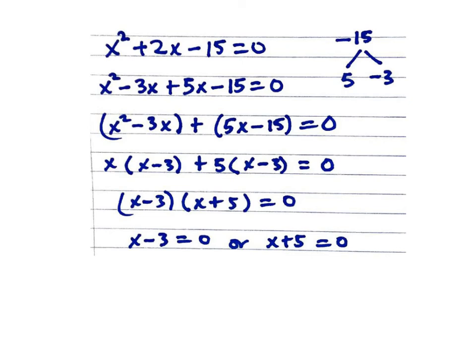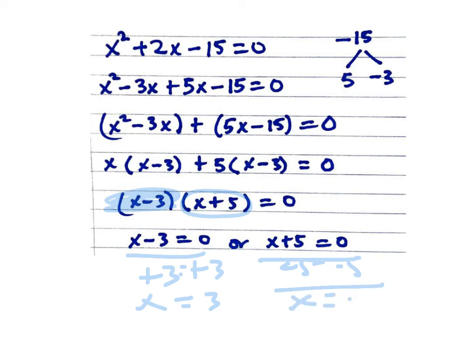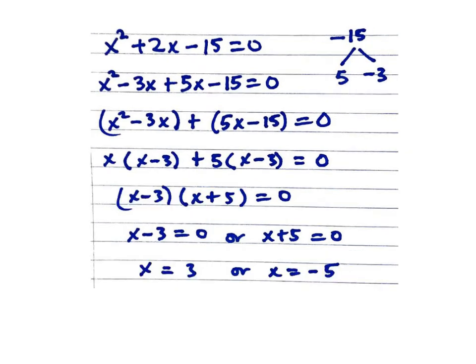So that's what we're going to see on the next screen. We already set each of the factors to 0. We set this factor right here to 0, and this factor over here to 0. So now it's easy from here to add 3 over here, plus 3 over here. So x equals 3. Minus 5 over here, minus 5 over here, and then x equals negative 5. So there you have it. We have the solution x equals 3 or x equals negative 5.